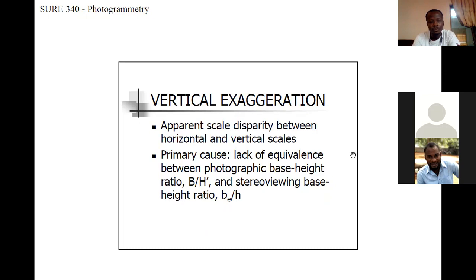So we come to one of the most important things that we should have, like I said, I should have done this before the stereoscopic parallax, but it's okay. Since you understood the idea, we can still talk about this. We come to what we call vertical exaggeration.